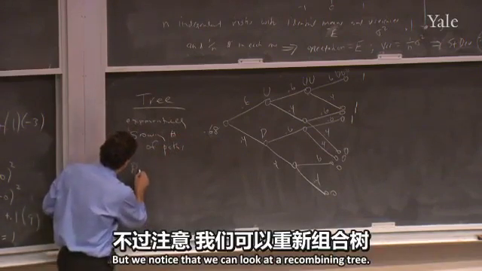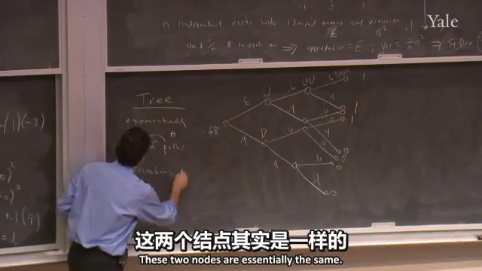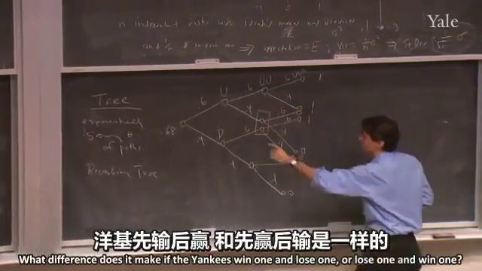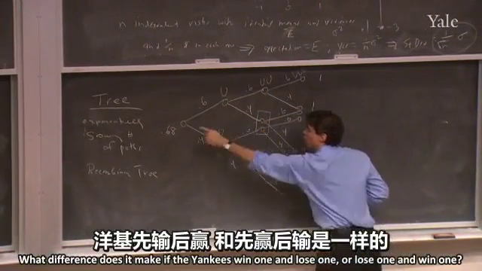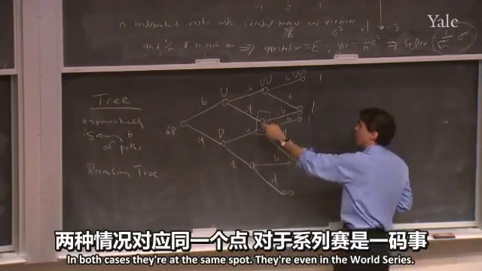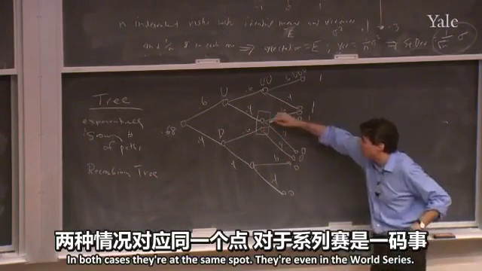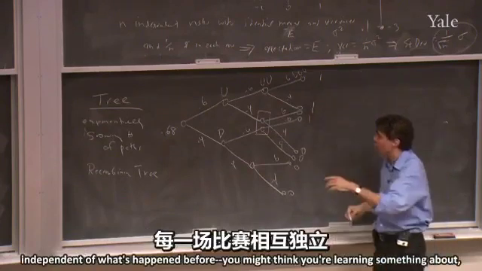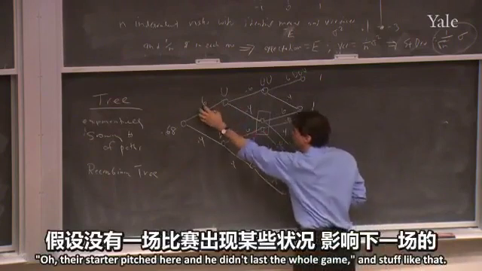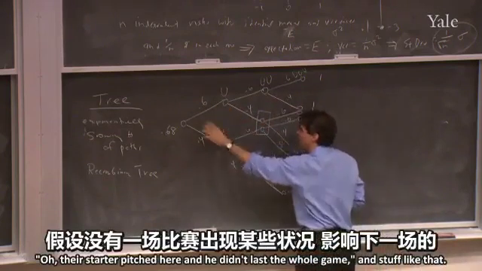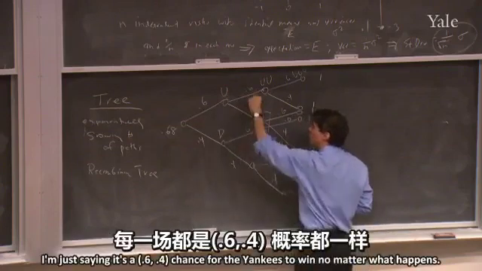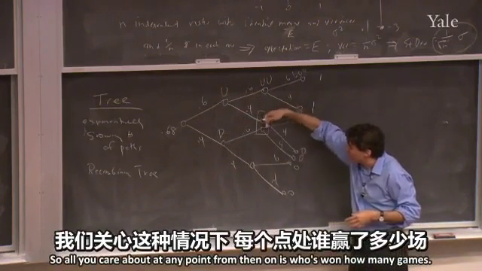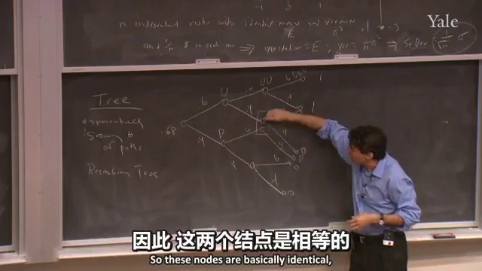But we noticed that we could look at a recombining tree. Okay, these 2 nodes are essentially the same. What difference does it make if the Yankees win 1 and lose 1, or lose 1 and win 1? In both cases, they're at the same spot. They're even in the World Series. And since we assume the probability of winning any game is the same, 0.6 and 0.4, independent of what's happened before, you might think you're learning something about, oh, their starter pitched here, and he didn't last the whole game and stuff like that. So I'm not allowing for any of that. I'm just saying it's a 0.6, 0.4 chance for the Yankees to win no matter what happens. So all you care about at any point from then on is who's won how many games. So these nodes are basically identical.